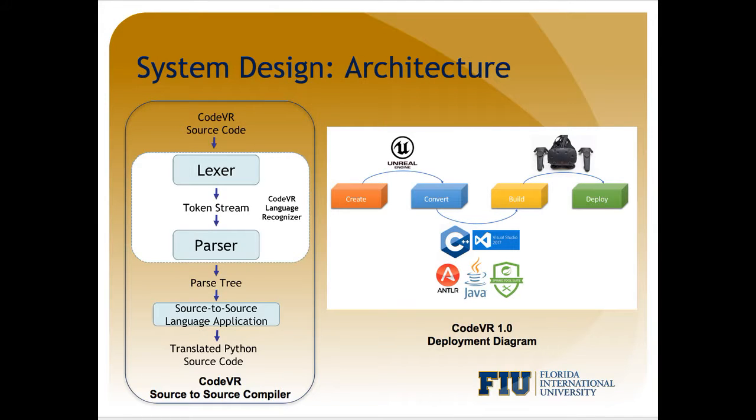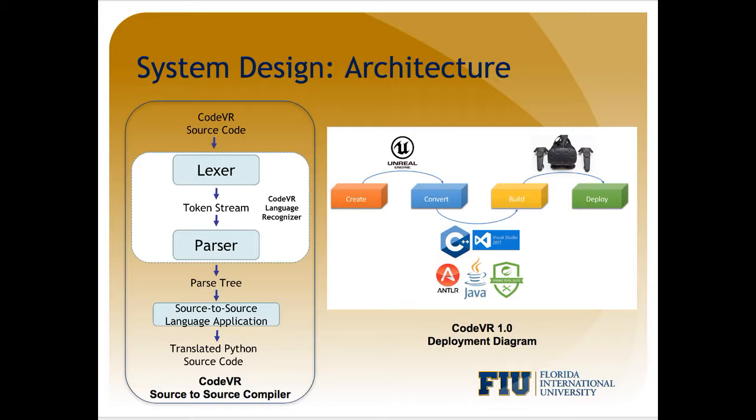The CodeVR 1.0 project also features its custom implemented domain-specific language and source-to-source compiler. The domain-specific CodeVR language textually represents the generated source code via the 3D objects that a user creates within the virtual environment. The source-to-source compiler handles the export and import of source code and is composed of a language recognizer and a language application. The compiler was created using Java and the ANTLR 4 framework.